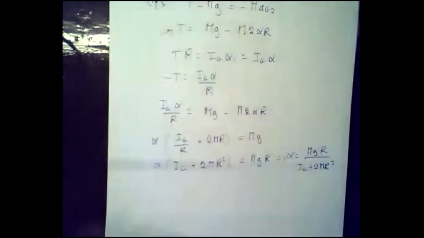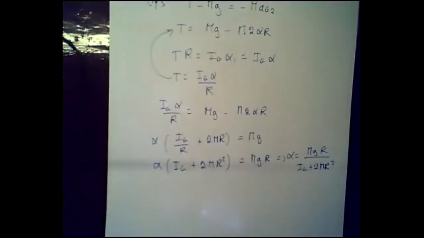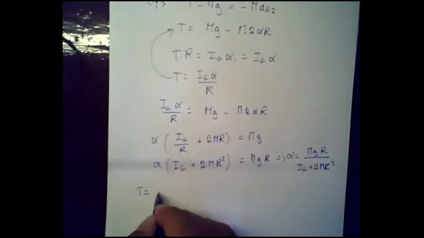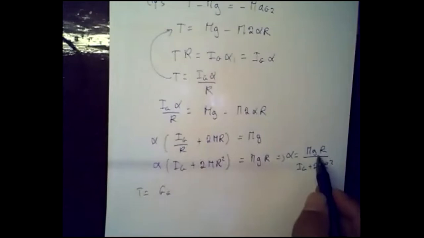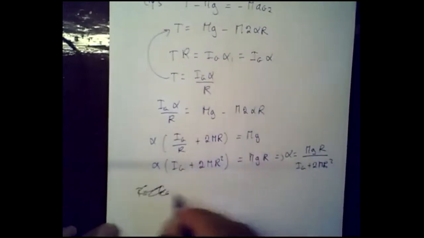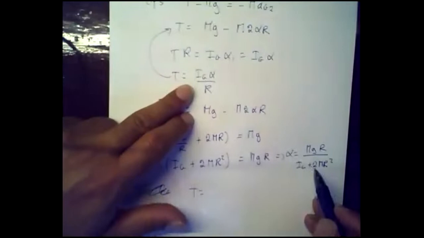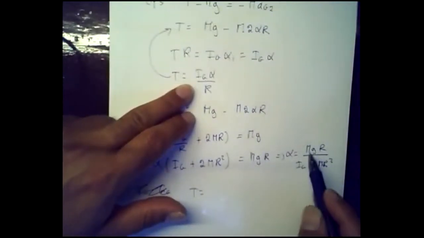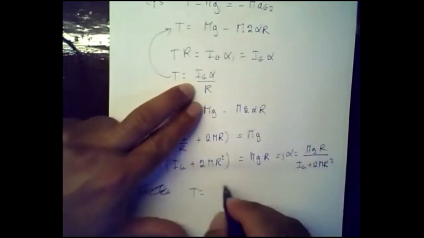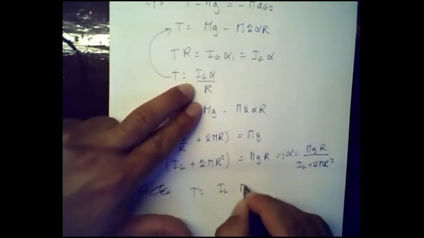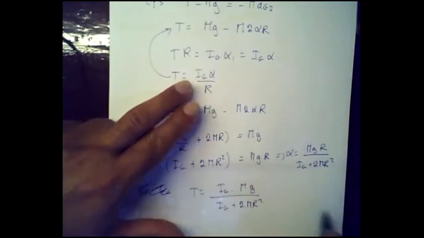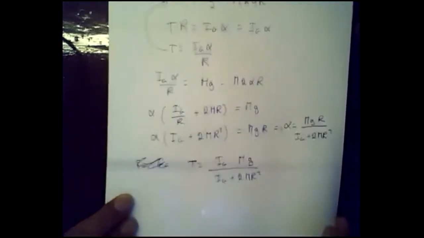Then I can get my T back. So T is equal to IG alpha over R, and I've already solved for alpha. So just multiply this by IG over R. Dividing by R, you're going to end up with IG multiplied by mg divided by IG plus 2mR squared, right? So I think this is going to be our tension.